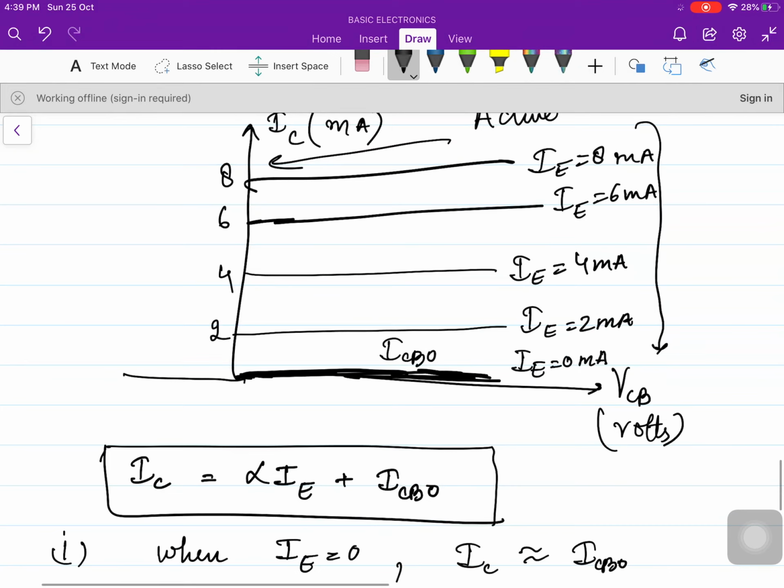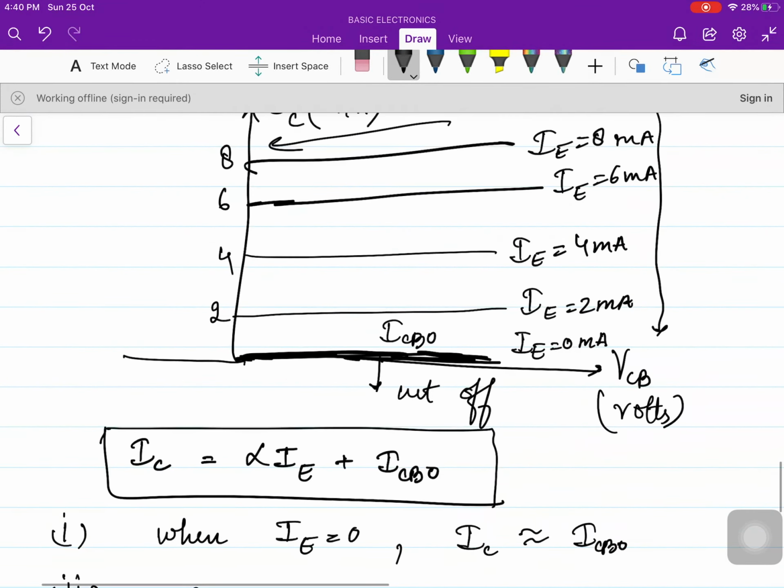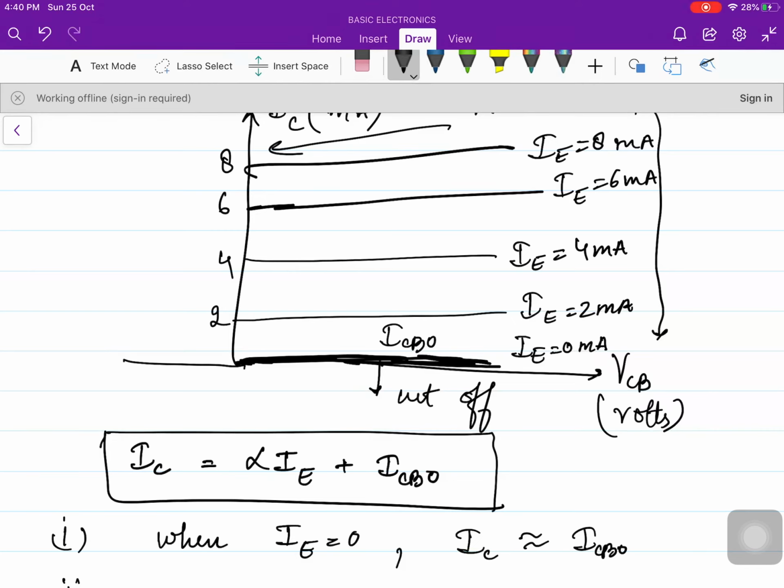And if I ask you what the current is even below ICBO, you can say no current. So it is the cutoff region. Now another thing: if this VCB, that is the output voltage, goes into the negative side. Remember, you have made the collector base junction reverse biased in the active mode. Already you have made the circuit such that the collector base junction is reverse biased. If you reverse it, that means in turn you are reversing the battery. So the junction that was reverse biased is now forward biased.